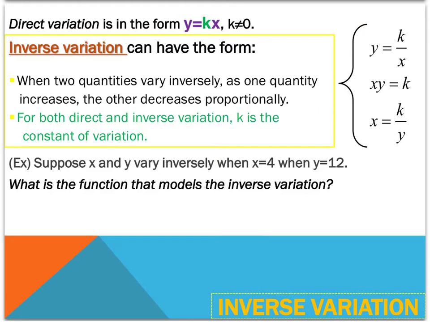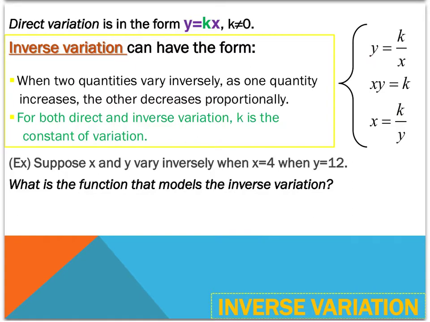So as x increases, y decreases. Now we still have our constant of variation k. We will just have a different relationship between x and y. Now this is the standard way to represent inverse variation, but it can be rewritten in these other two forms.